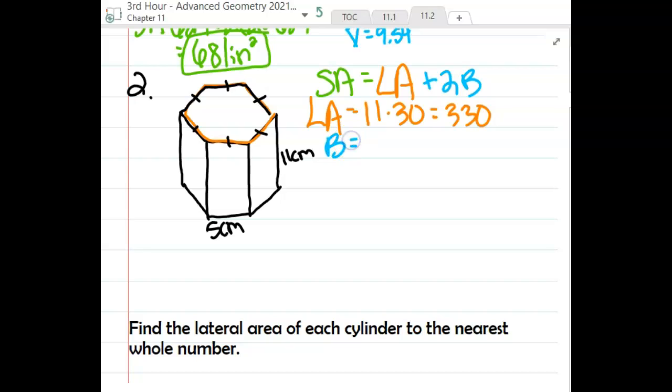Now, let's talk about how to find the area of the base, because what kind of shape is my base? A hexagon. Does anybody remember how to find the area of the hexagon?